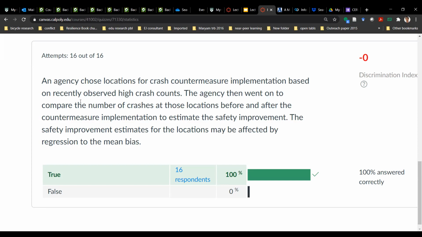that is a naive comparison. And if you just do a naive comparison, you are almost always going to run into that regression to the mean bias that would lead you to overestimate the impact of your improvement.